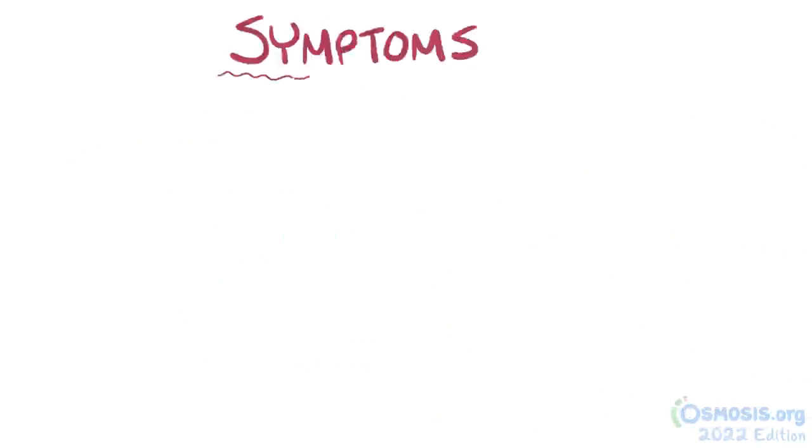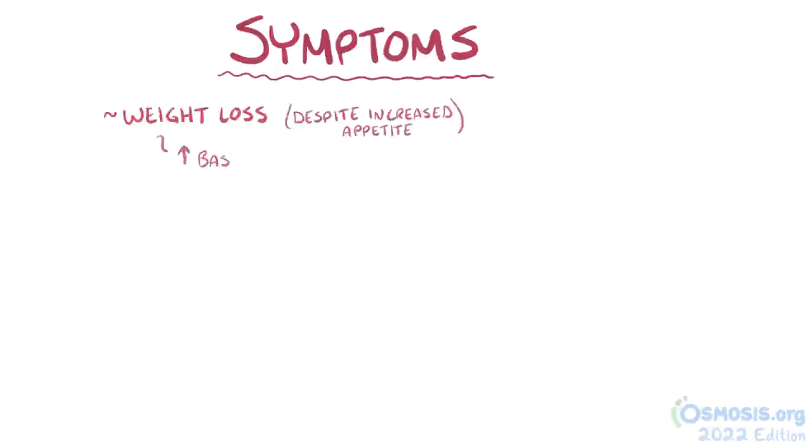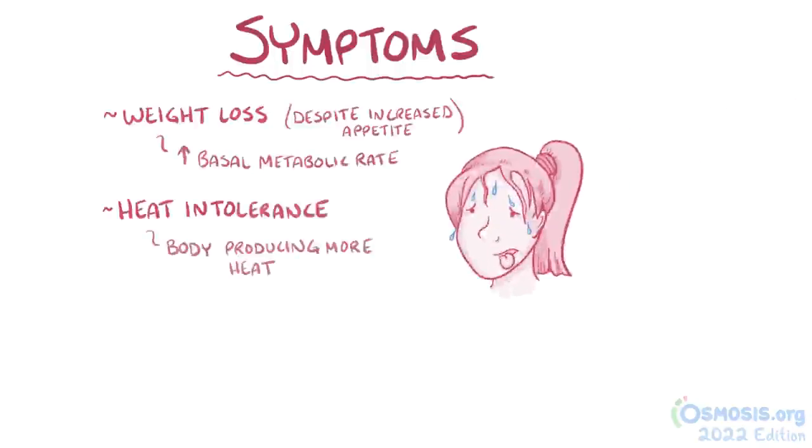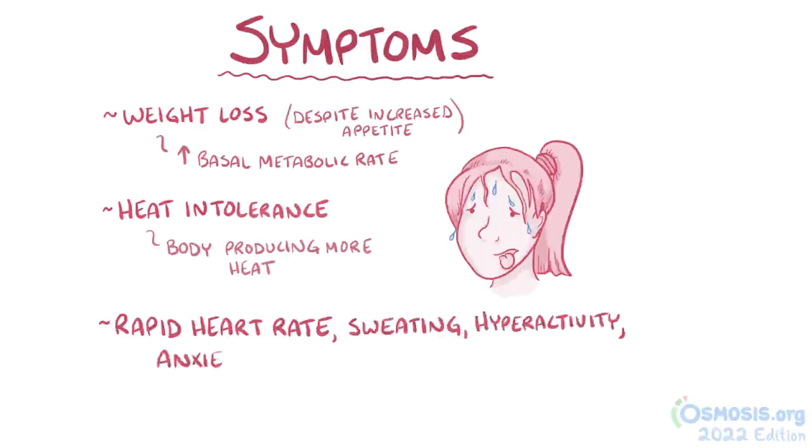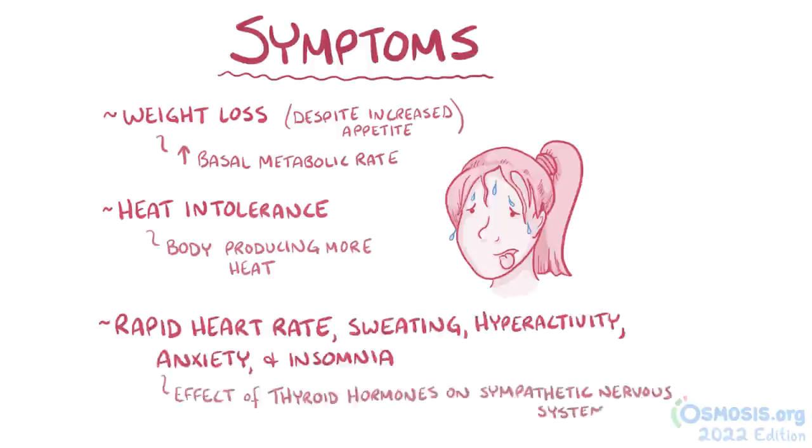The symptoms of hyperthyroidism include weight loss despite an increase in appetite because of the higher basal metabolic rate, heat intolerance because the body is producing more heat, and rapid heart rate, sweating, hyperactivity, anxiety, and insomnia because of the effects of the thyroid hormones on the sympathetic nervous system.